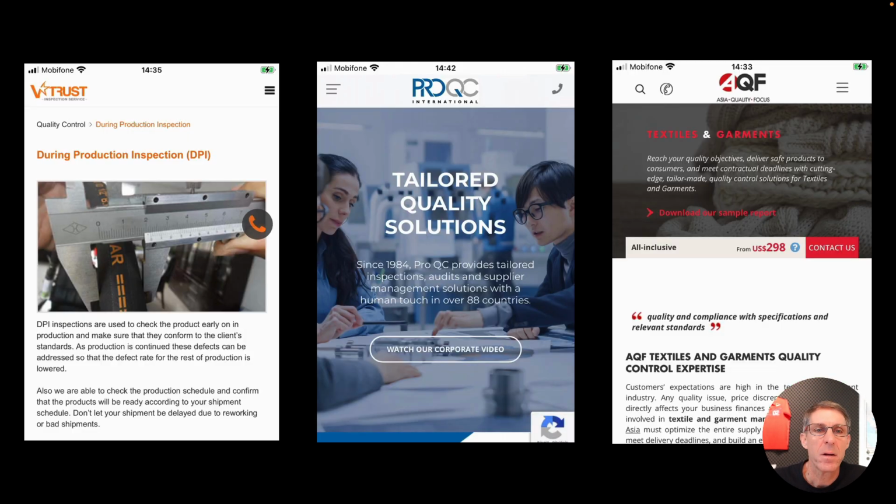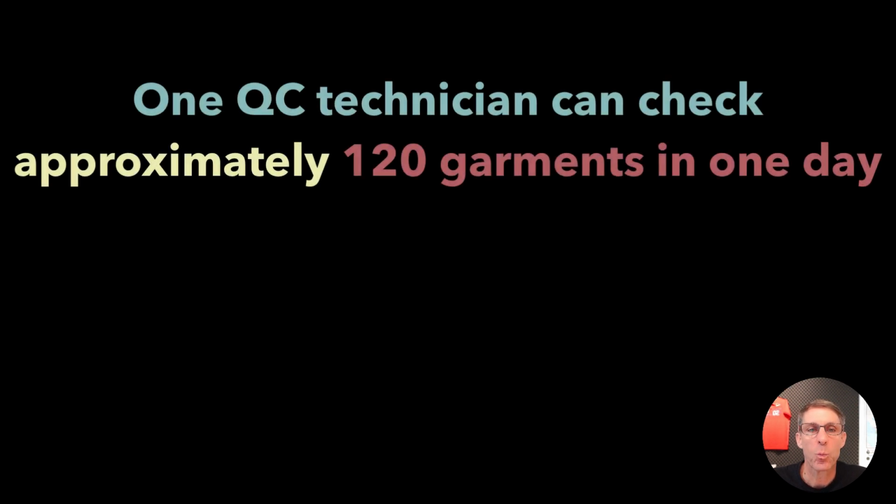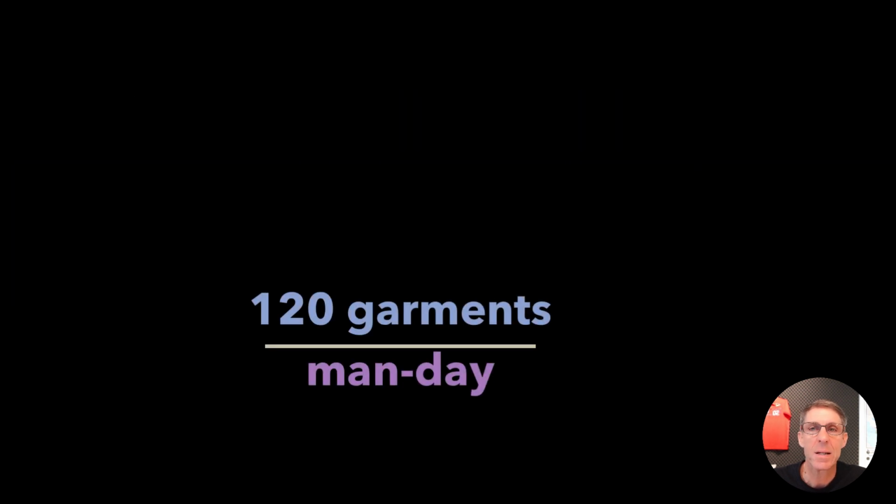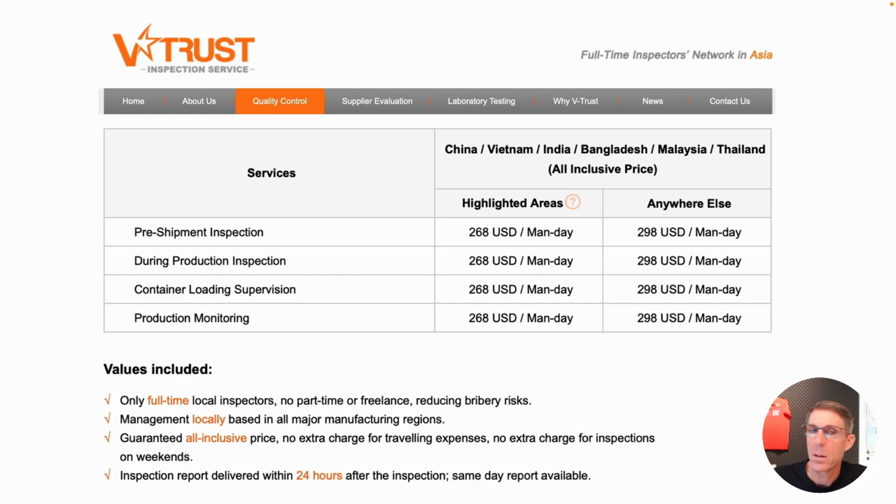Yes. There is 𝗾𝘂𝗹𝗶𝘁𝘆, ProQC, and Asia Quality Focus, just to name a few. If you search online, you will find many. I recommend you hire a third-party QC company to do at least one inline inspection, which will cost you around $200 to $300 per man-day. Keep in mind that one QC inspector can only check around 120 garments in an 8-hour period. Here you can see 𝗾𝘂𝗹𝗶𝘁𝘆's pricing clearly, as listed on their website.